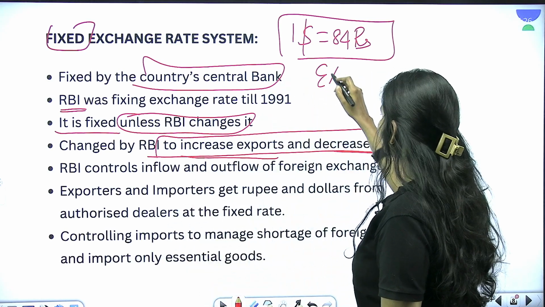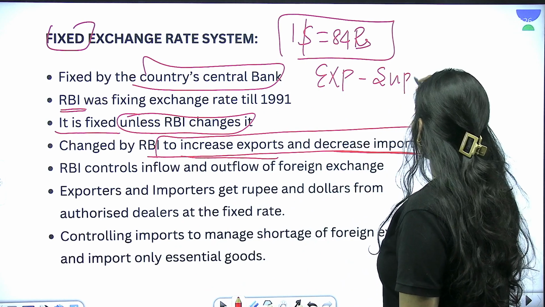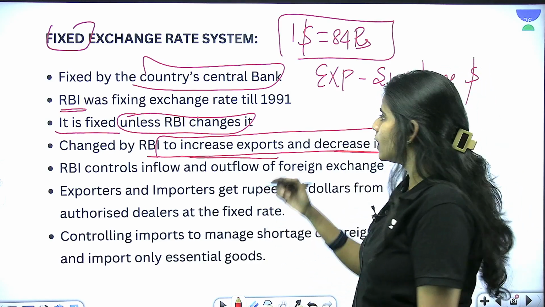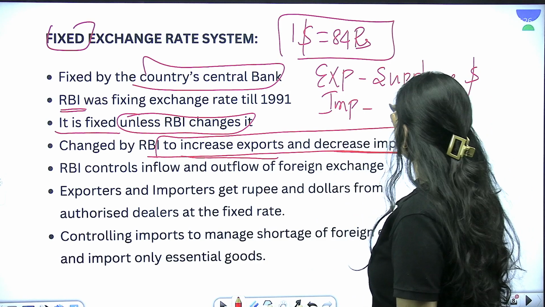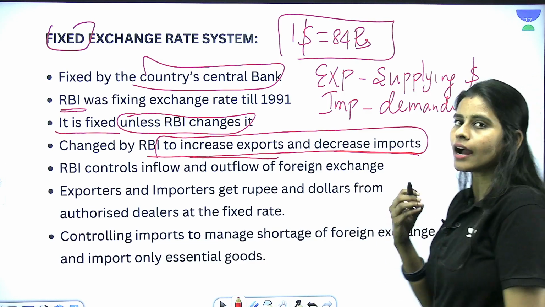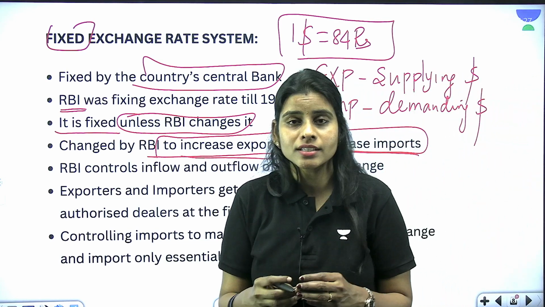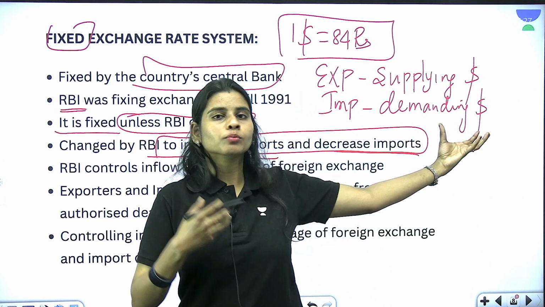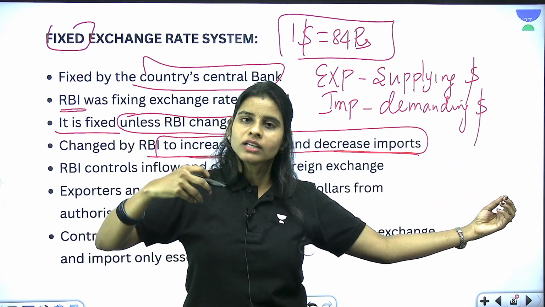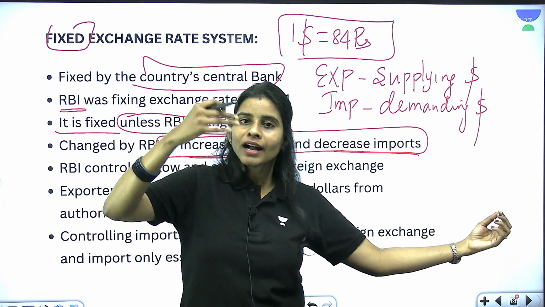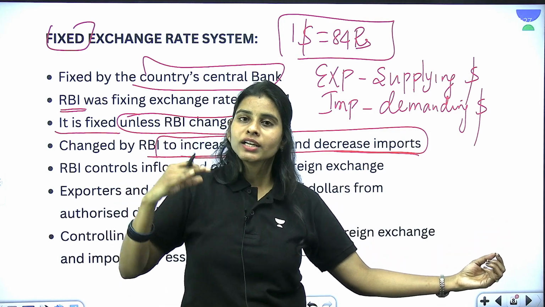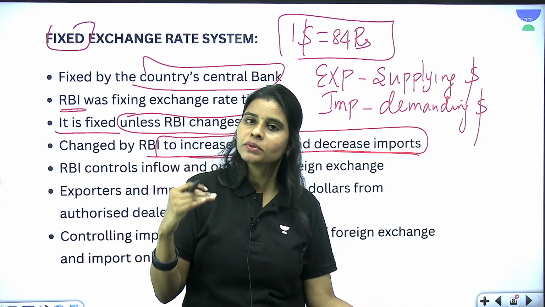So what is happening here? Exporters are supplying the foreign currencies, and let's take the example of the dollar here. Importers are demanding the foreign currencies. If my country is largely an importing country, it means I will have to get more dollars. In that case, the demand for the dollar is going to increase. Whenever the demand for the dollar increases, the value of the dollar with respect to the Indian rupee will obviously increase, so the value of the Indian rupee will decrease.